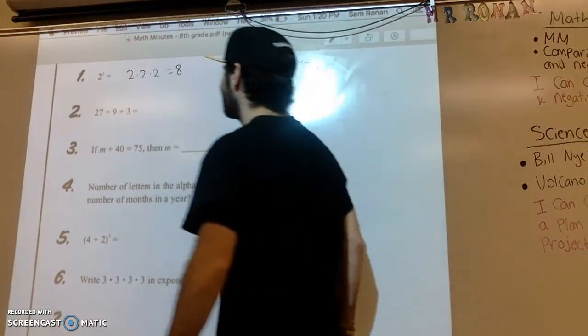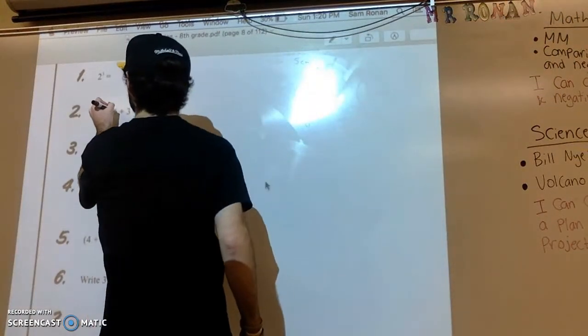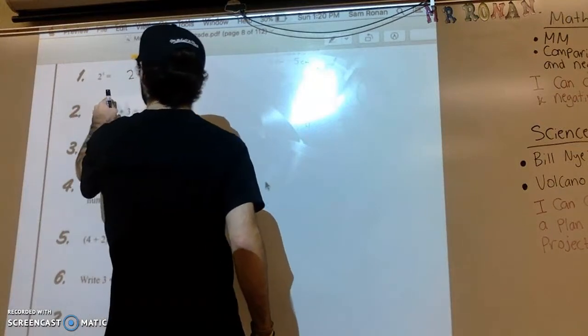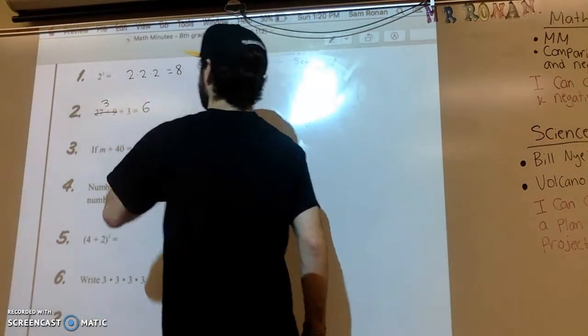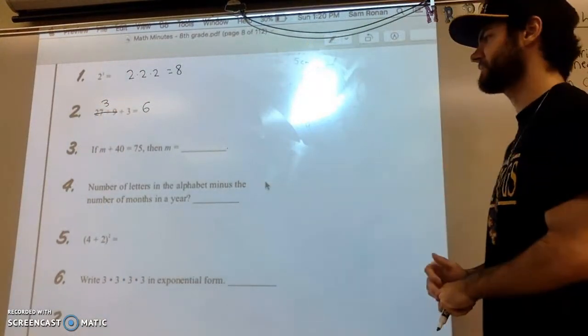We have 27 divided by 9. That's going to be 3, and 3 plus 3 equals 6. So our answer there should be 6.